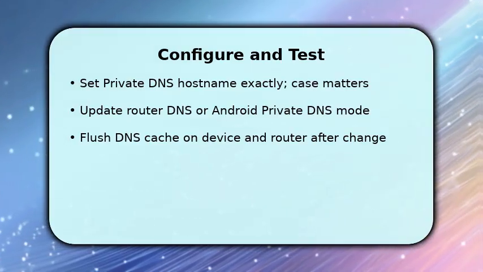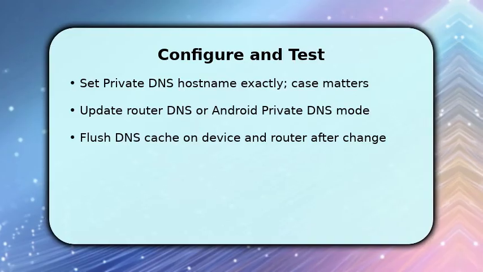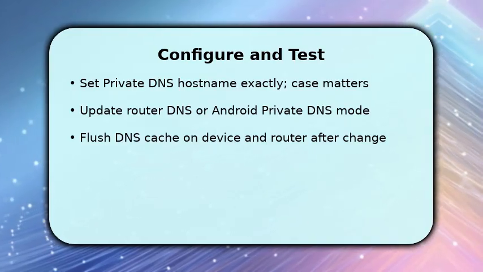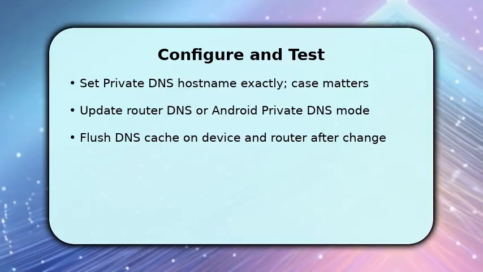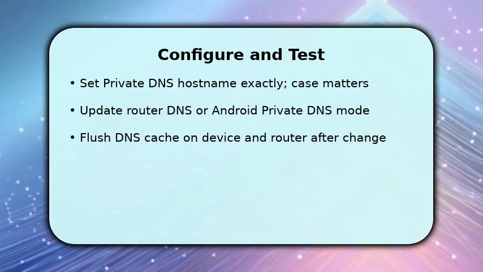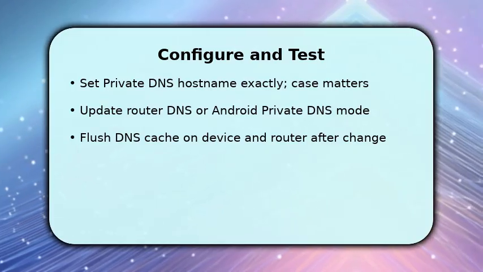Once you save changes, flush the device DNS cache. On Windows, use ipconfig /flushdns. On macOS, use sudo killall -HUP mDNSResponder. On Android, reboot. Then run a quick lookup with nslookup or dig to the hostname.